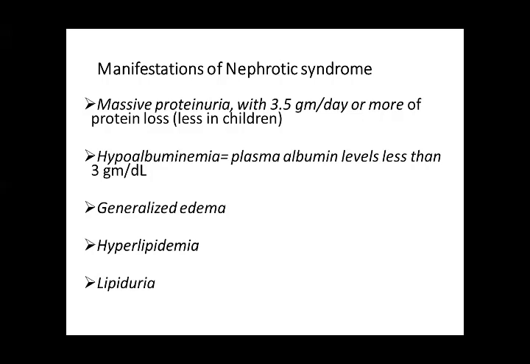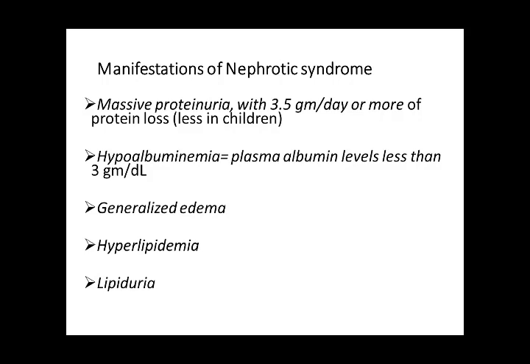Now what will happen to the blood? Decreased albumin will be there in the blood, that is called hypoalbuminemia. Yes, hypoalbuminemia means less than 3 grams per deciliter in case of nephrotic syndrome. This leads to generalized edema, hyperlipidemia and lipiduria. Can you gather from where these two things pour in? Hyperlipidemia and lipiduria?